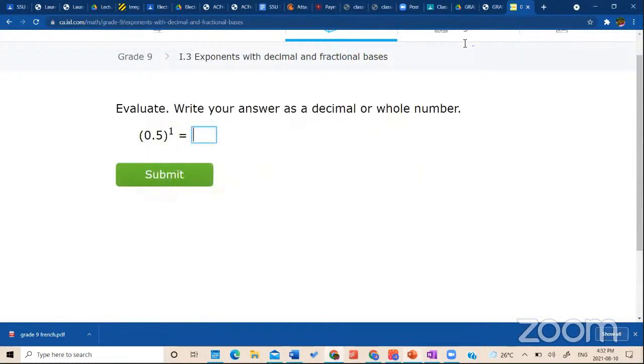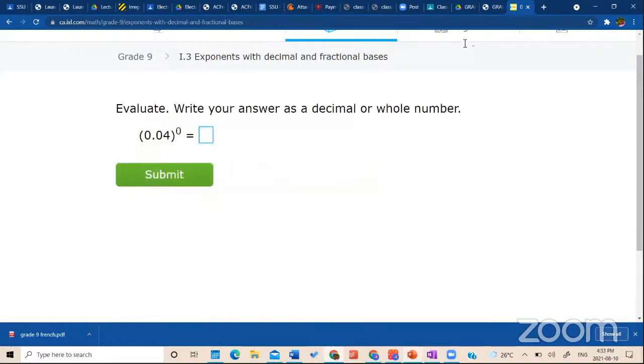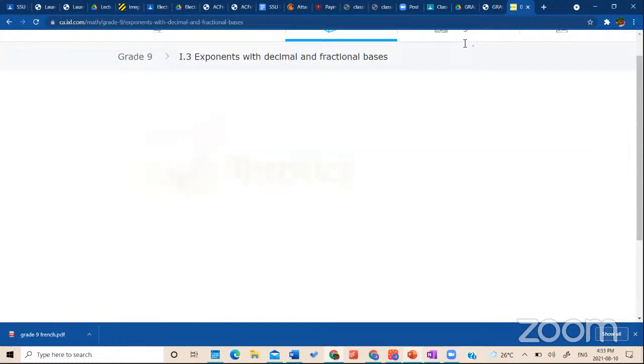How about this one? 0.5. Any number to the exponent 0 is? 1. 1, very good. Evaluate, write your answer as a decimal or whole number. 1, very good.